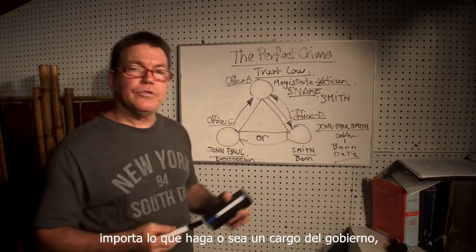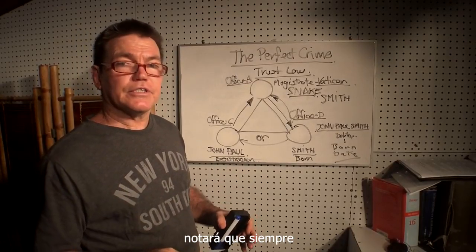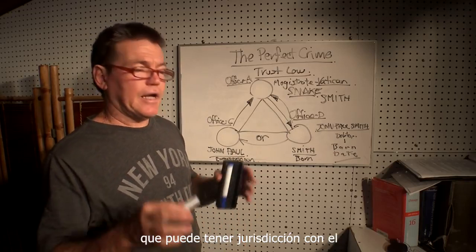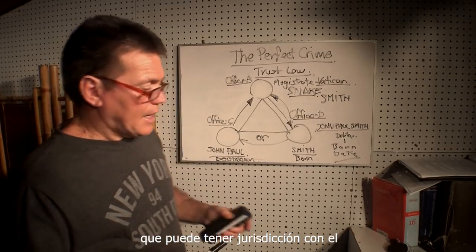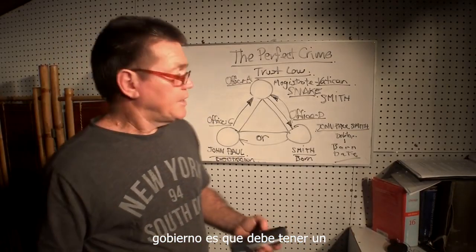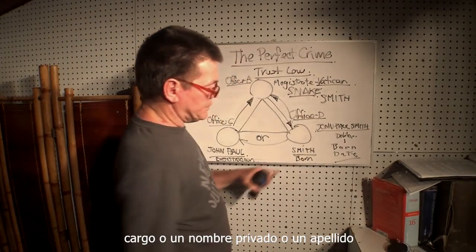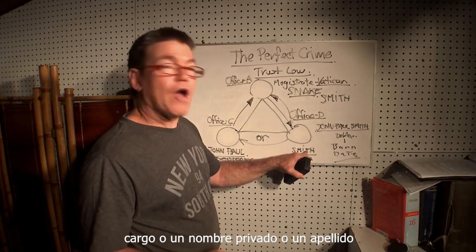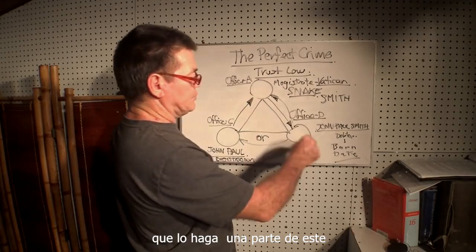And no matter what you do, all governments are an office. You will notice that they always speak to the officer. And the only way you can have jurisdiction with the government is that you must hold an office or a private name or a surname that renders you a part of this trust.